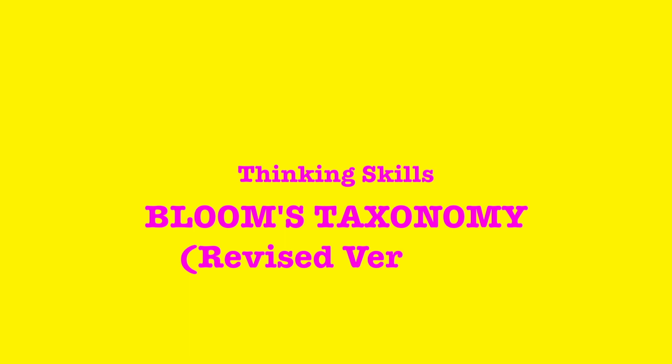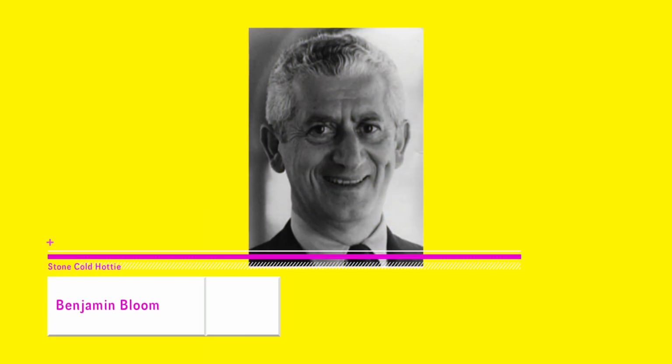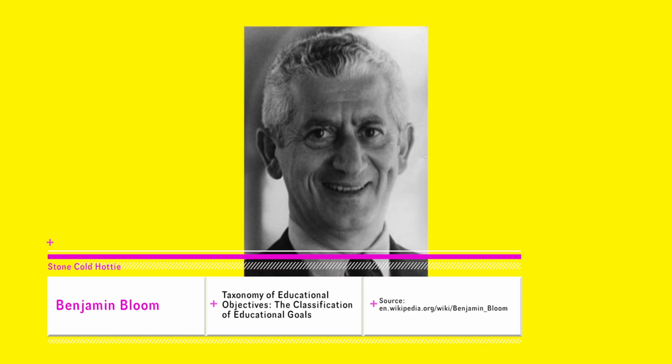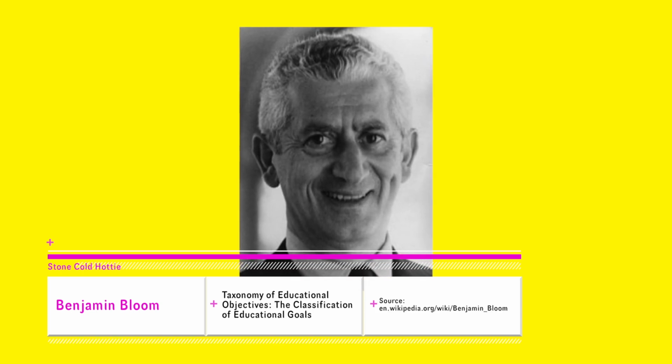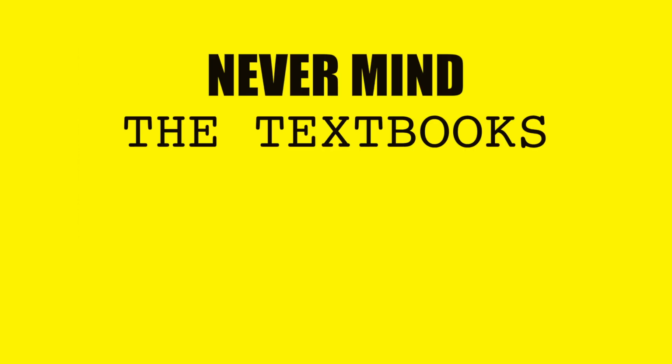This is a video about thinking skills, specifically Bloom's taxonomy. A taxonomy is a way of categorizing something, so in this case, we're categorizing thinking skills. Benjamin Bloom came up with this in the 50s for teachers to create lesson plans that were not just about memorizing information. These thinking skills are frequently missing from textbook activities.